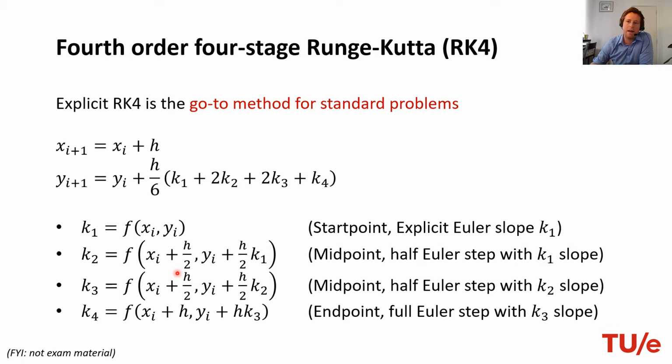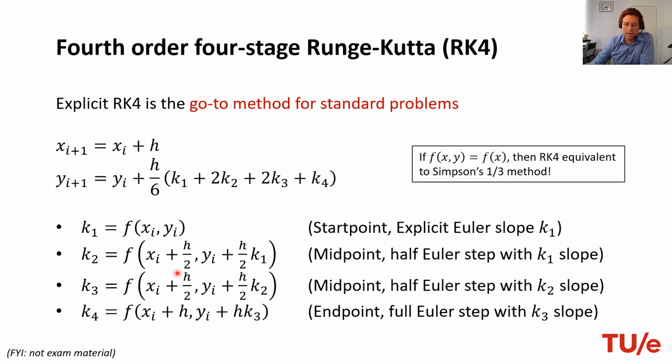So let's take a look at how this actually looks in practice. Also, a small note here is that if the function f is not a function of y but only a function of x, then your initial value problem basically boils down to a numerical integration problem, and then Runge-Kutta 4 is equivalent to Simpson's 1/3 method, and you can verify this yourself. It's maybe a nice exercise. It's rather straightforward, but anyway.